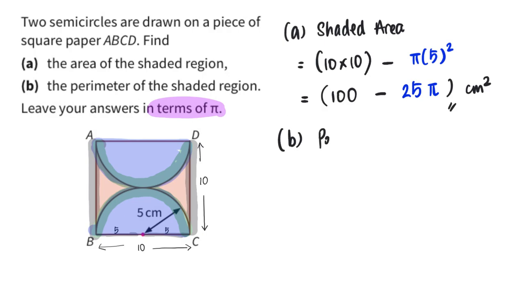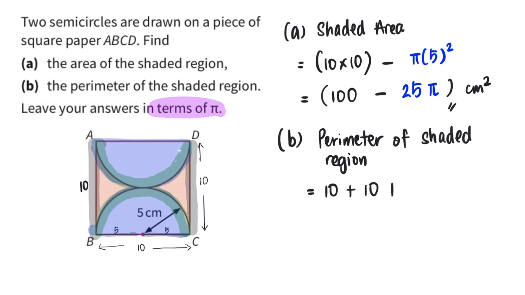So the perimeter of the shaded region is 10 plus 10, plus the circle, which is 2 pi r, r is 5. And so I will have 20 plus 10 pi. 2 times 5 is 10 cm.